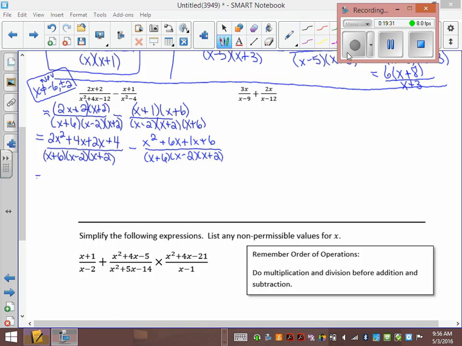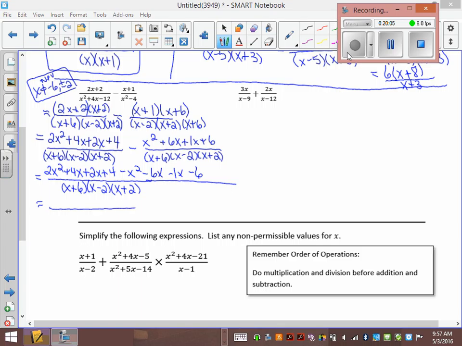Now, we can write them all over the same denominator. (x plus 6)(x minus 2)(x plus 2). And so you're going to get 2x squared plus 4x plus 2x plus 4. And what do you have to do after behind the subtraction sign? Change signs basically because you're subtracting them. So minus x squared minus 6x minus 1x minus 6. So on the bottom you have (x plus 6)(x minus 2)(x plus 2).